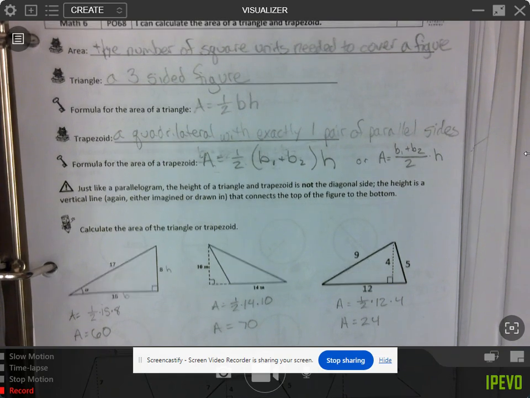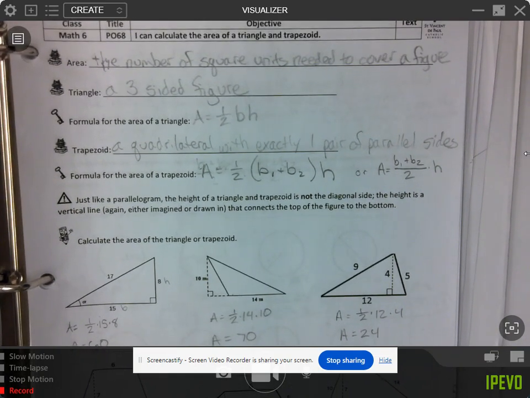Morning. Today we are correcting CO68. I can calculate the area of a triangle and trapezoid. So remember, triangles and trapezoids have bases and heights. That height is not the diagonal side.